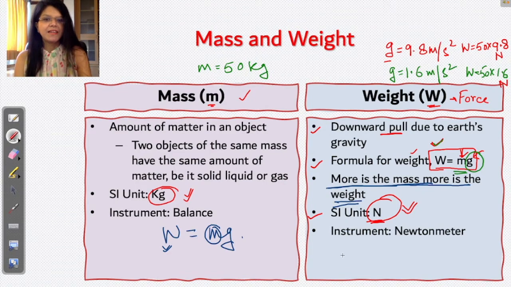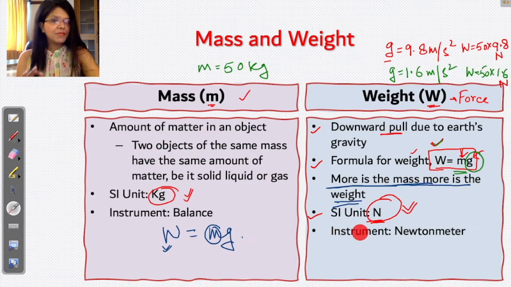Fine. Now the instrument which is used for measuring the force, the instrument which is used for measuring the weight, is the Newton meter. Even the instruments which are used to measure the mass and the weight are different. For mass you use a balance, for weight you use a Newton meter.